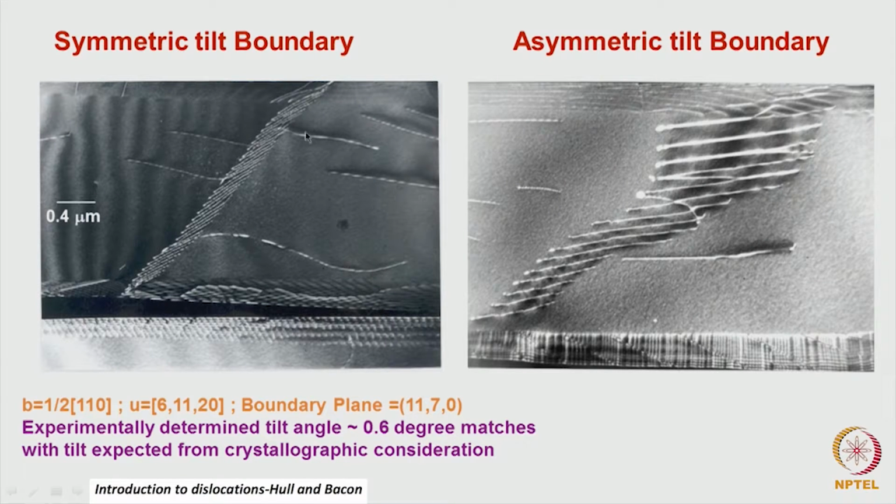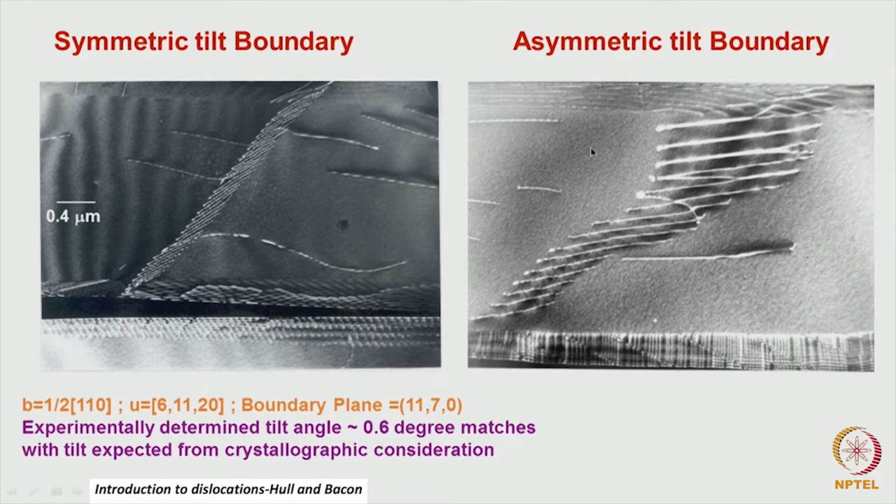This gives rise to a symmetric tilt boundary. The dislocations of the boundary have been imaged using a weak beam technique. We have found that all the dislocations have the same type of Burgers vector, which is one characteristic which the tilt boundary will have, and the line direction is also almost the same. Then we could find out the boundary plane, from which we could determine the tilt angle, and this tilt angle corresponds to what is expected from the C by A ratio.